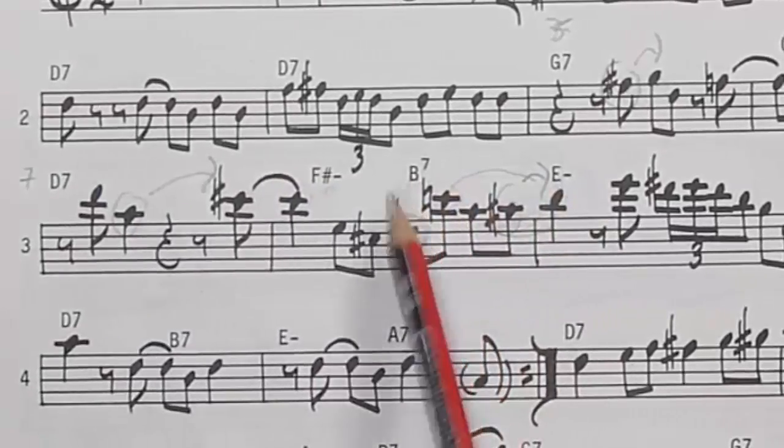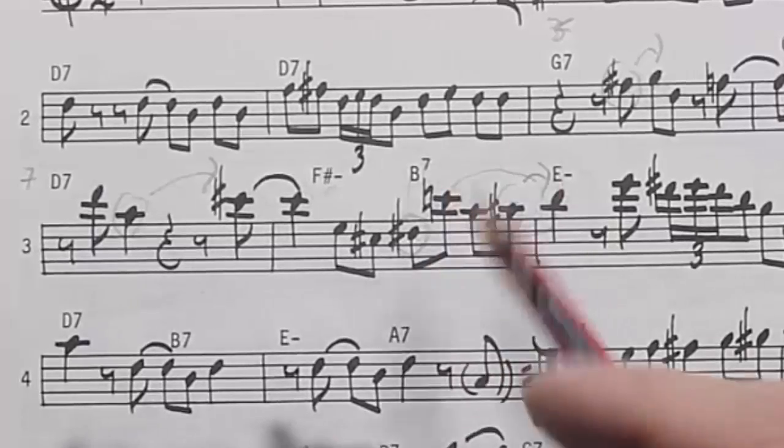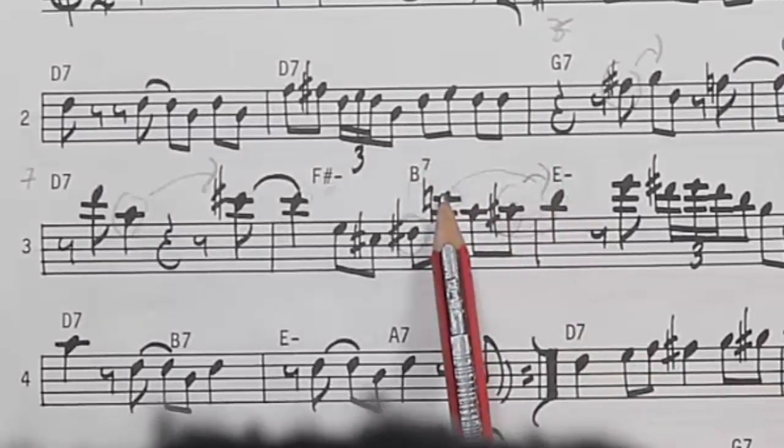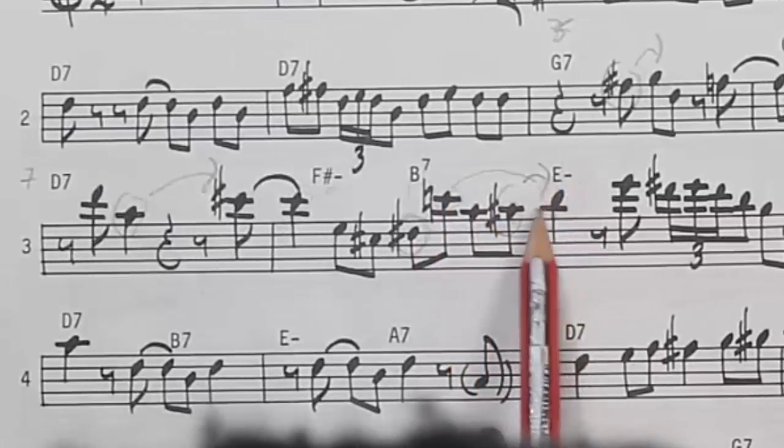This is a line called M5B. It's a double approach note. What it is, you play half a tone above and below the note you're going to, which is that. David Baker calls it an enclosure.